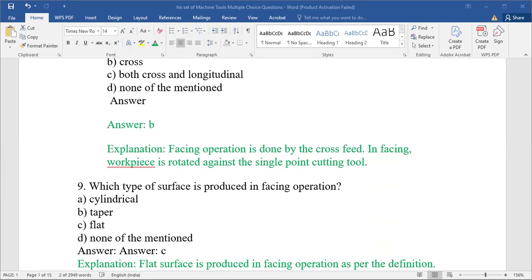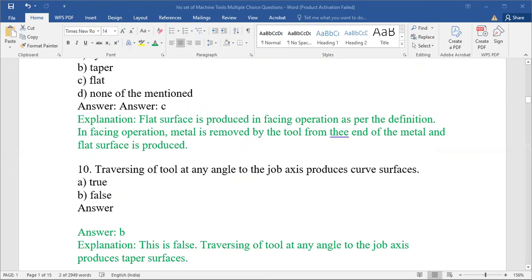See, ninth one: which type of surface is produced in the facing operation? Cylindrical, taper, flat, none of the mentioned. The answer is C, the flat surface. Flat surface is produced in the facing operation as per the definition. In facing operation, metal is removed by the tool from the end of the metal and a flat surface is produced.